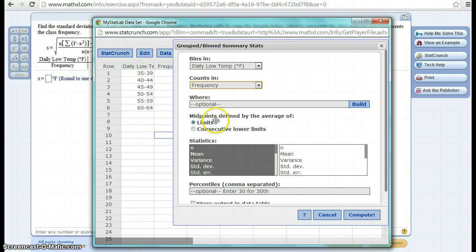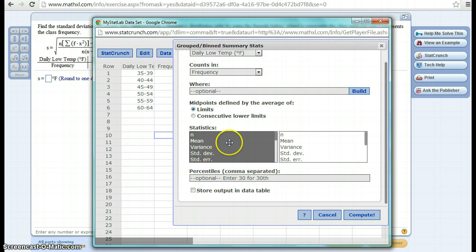And it says midpoints defined by the average of the limits. And the limits are there, 35 to 39. So it's going to use the middle, which is 37, which is exactly what we want. And if we look down here, it's going to give us all this information. And I'm just going to hit compute.